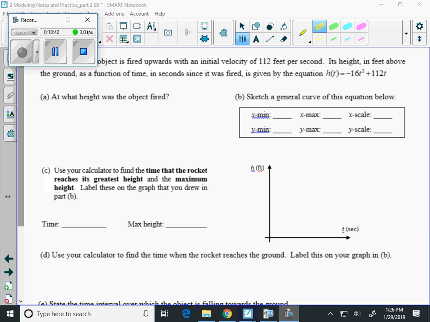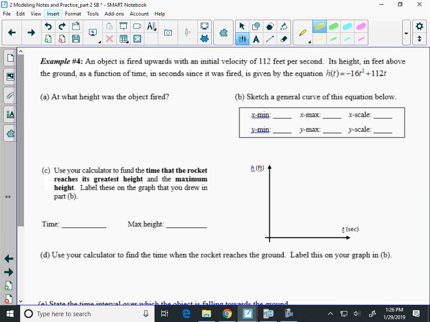I'm going to focus on the window set. So we have an object, what was called a rocket or something. This rocket's fired, and we have this parabola, negative 16t squared plus 112. First of all, before we even start with the graph, how could we find the height that the object was fired from? How do you think, using that equation?